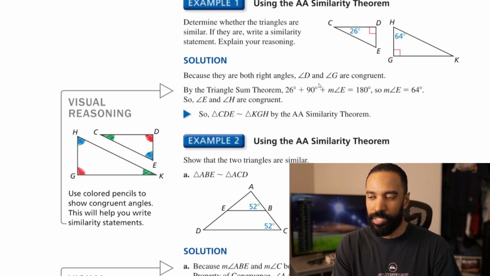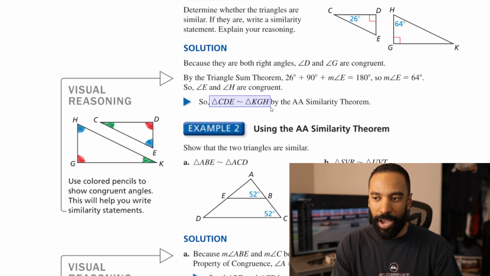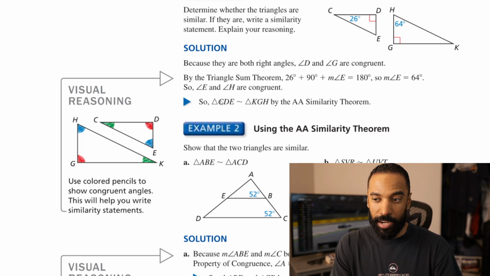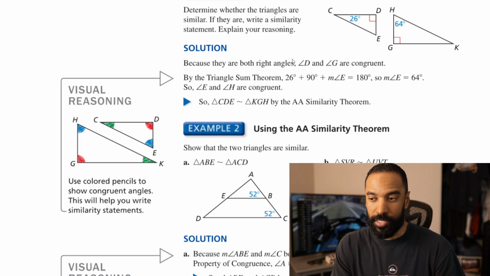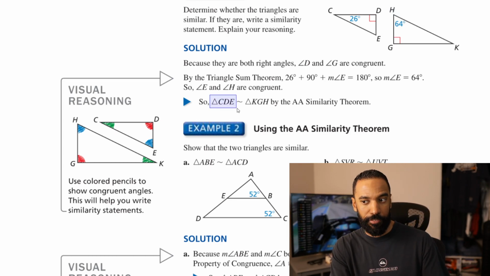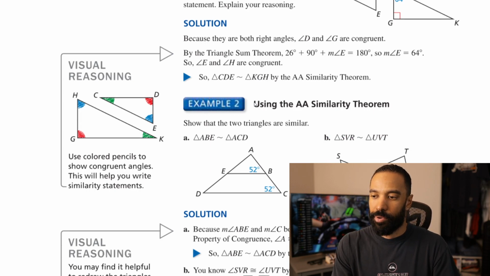Because E and H are congruent, D and G are congruent, then these two triangles here are similar by the angle similarity theorem. Now, you need to write it in a very specific way. C with K, those must both be 26 then. D with G, the two right angles, and then E with H, the two 64-degree angles. You can choose which way you want to order the first one, but the next one has to still have corresponding parts. And so that works out.